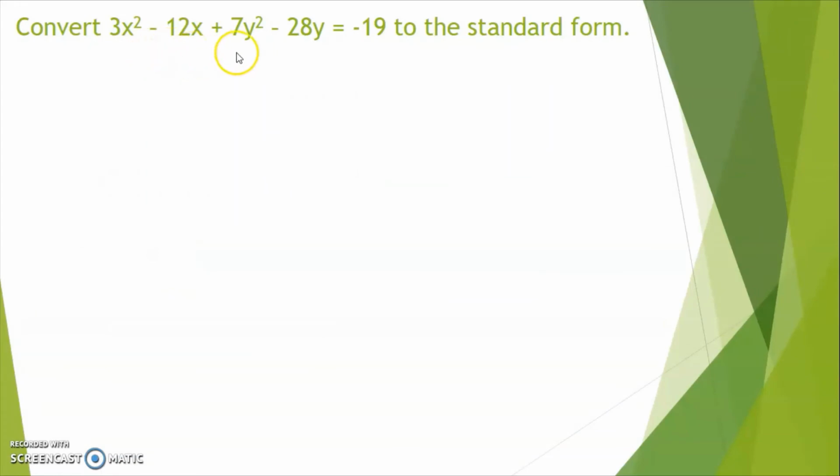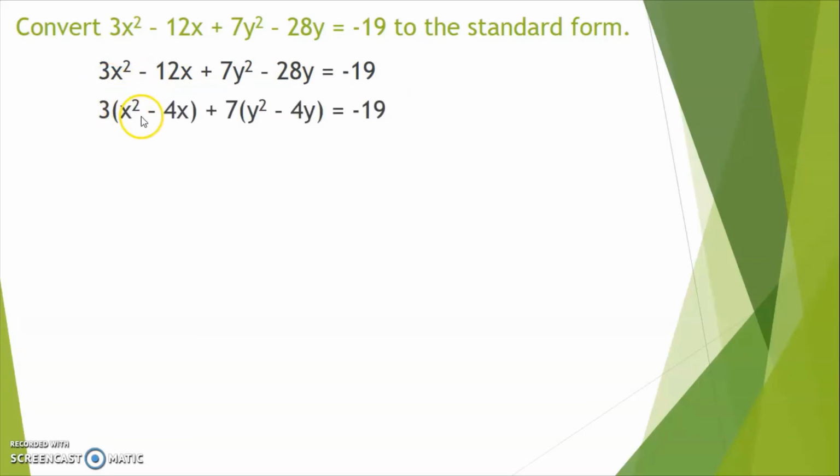Convert the given to standard form. So to do this, group all x terms and y terms together and the constant to the other side. So for this one, for the x terms, 3 is common. So factor it out. So we'll have 3 times the quantity x squared minus 4x. For the y terms, the common factor is 7. So factor it out. We'll have y squared minus 4y.